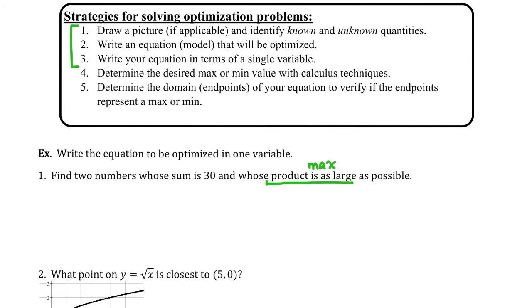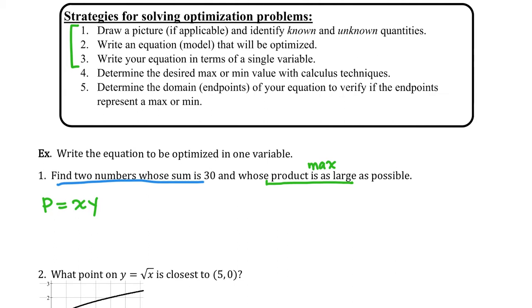Okay, let's set up an equation first. Okay, what do they want? Two numbers whose sum is 30 and their product is as maximum as possible. So I'm trying to maximize the product. Let's see, product is when you multiply two numbers, so let's make them x times y. Okay, so I already wrote an equation to be optimized, and that's my product equation. I need to write my equation in terms of a single variable. Right now it has an x and a y in it. I would prefer if it just had an x or a y.